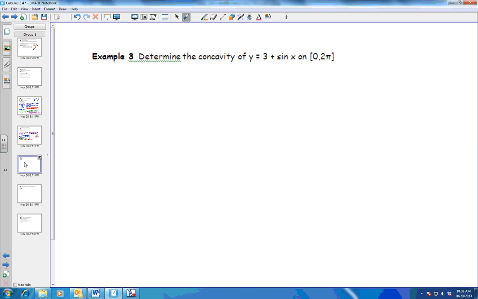Okay, example 3. This time they just want me to determine the concavity. I don't have to find the max or the min or the intervals of increasing, decreasing. So in order to find concavity, I have to find the second derivative. So the first derivative, the derivative of 3 is just 0. The derivative of sine x is cosine x. For concavity, I need the second derivative, so y double prime, the derivative of cosine is negative sine x. I'm supposed to set this equal to 0 and solve.